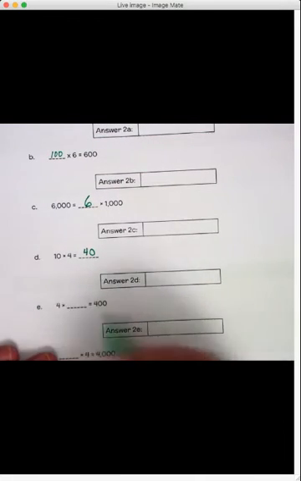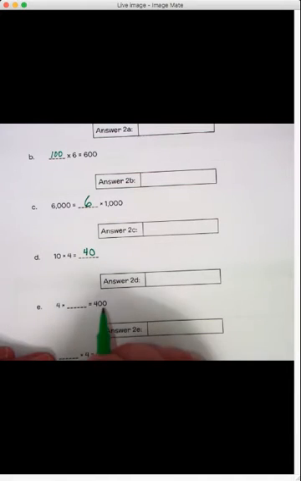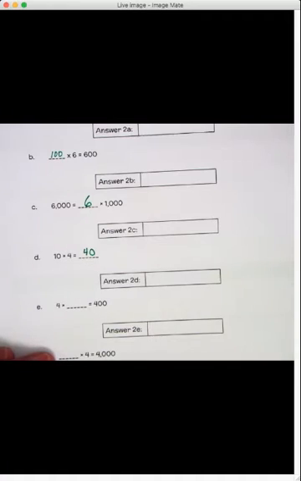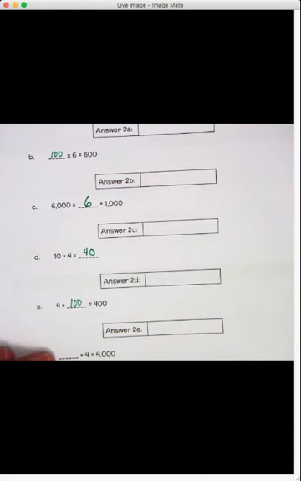4 times what is 400? Well, how many zeros are there? 2 zeros. Does 10, 100, or 1,000 have 2 zeros? 100 does. 4 times 100 is 400.